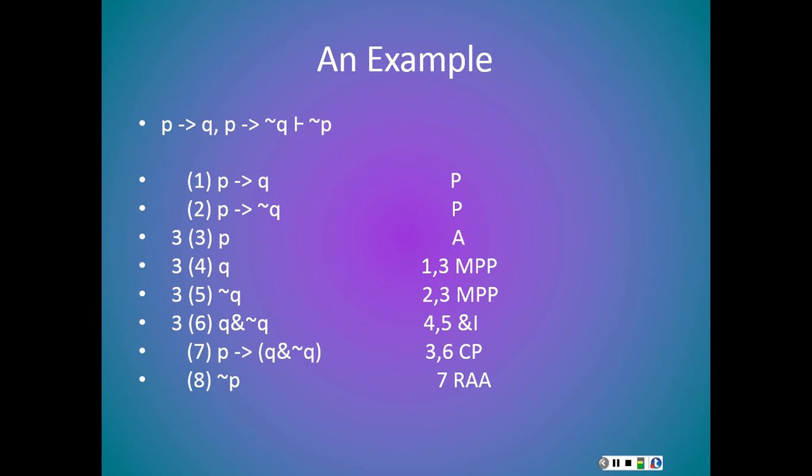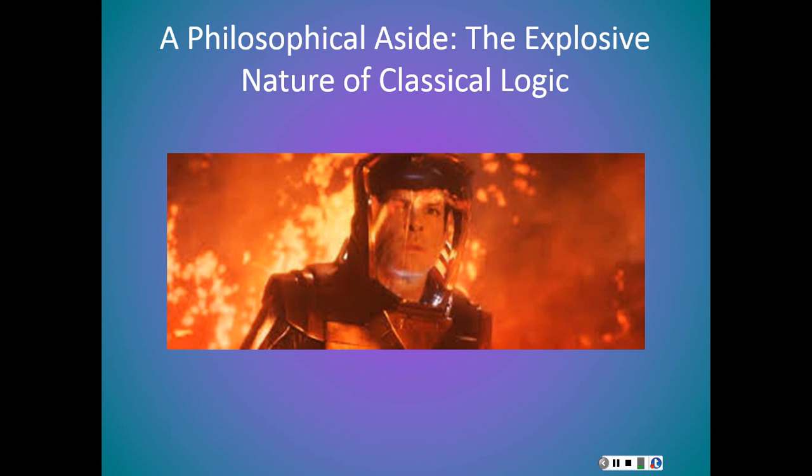That entitles me to affirm the negation of the antecedent of that conditional. And I've done that. I've inferred not P on line 8 via the rule of reductio ad absurdum. And that is what I wanted to prove, so I've now completed this proof.